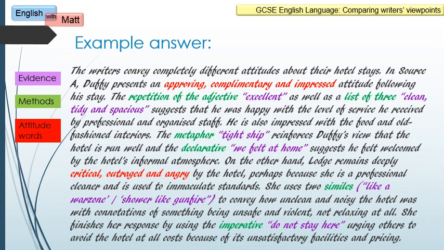On the other hand, we've got our connective there. Lodge remains deeply critical, outraged and angry by the hotel, perhaps because she is a professional cleaner and is used to immaculate standards. She uses 2 similes, like a war zone, shower like gunfire, to convey how unclean and noisy the hotel was, with connotations of something being unsafe and violent, not relaxing at all. You could also say she's being a bit hyperbolic, maybe a bit exaggerated. She finishes her response by using the imperative, do not stay here, urging others to avoid the hotel at all costs because of its unsatisfactory facilities and pricing.